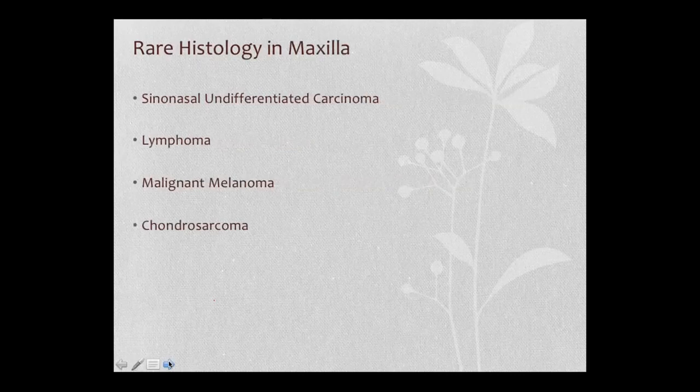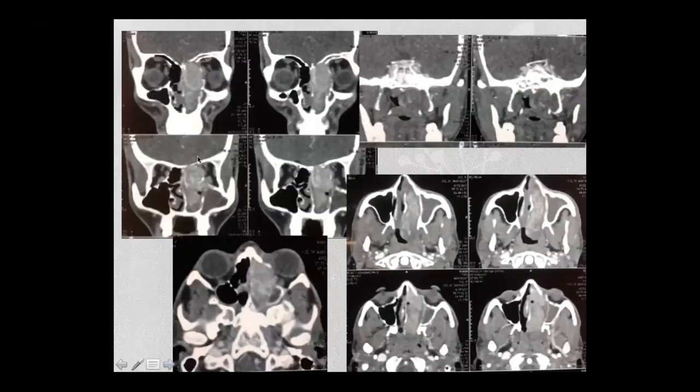Rare histologies are sinonasal undifferentiated carcinomas, lymphoma, malignant melanoma, and chondrosarcoma. These are less commonly seen in the maxillary sinus, but yes, at a high volume center, you see such cases. So, just a few examples.